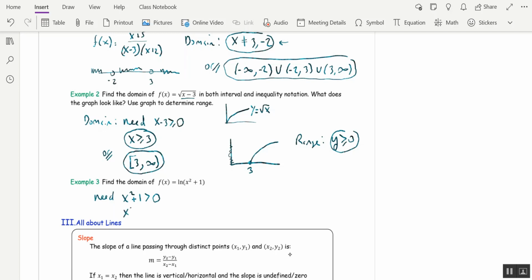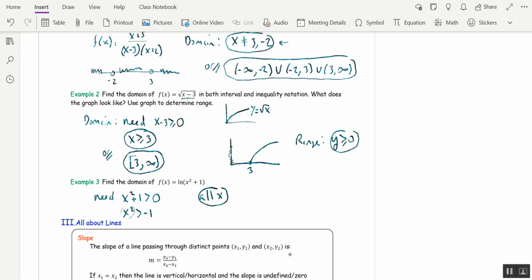So that's x squared greater than -1. Well, that's always true. The smallest x squared could be is 0, and so x squared will always be bigger than -1. So the domain is all x.